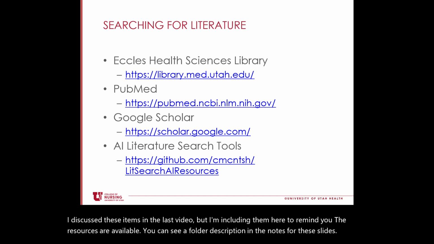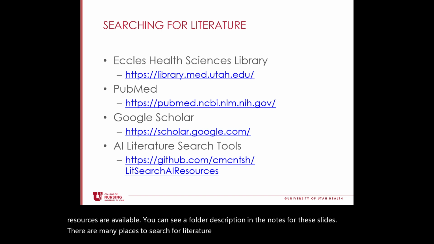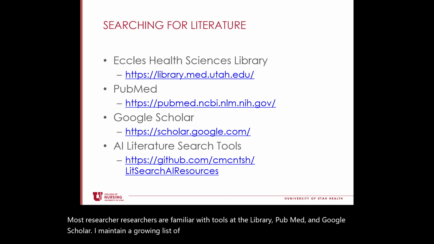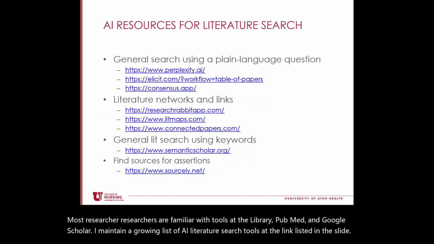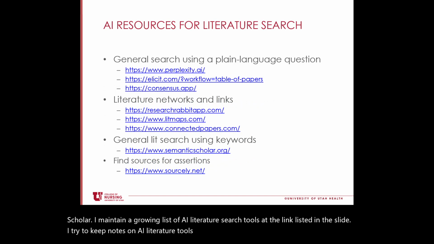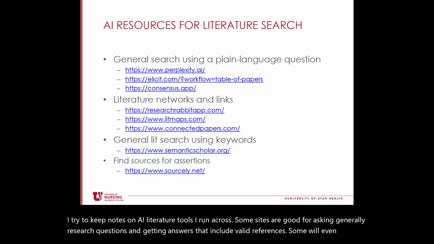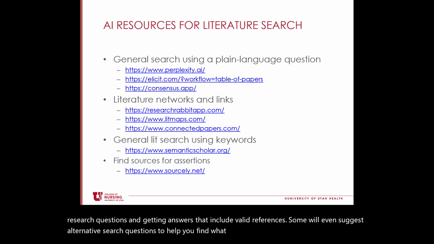There are many places to search for literature. Most researchers are familiar with tools at the library, PubMed, and Google Scholar. I maintain a growing list of AI literature search tools at the link listed in the slide. I try to keep notes on AI literature tools I run across. Some sites are good for asking general research questions and getting answers that include valid references. Some will even suggest alternative search questions to help you find what you're looking for.